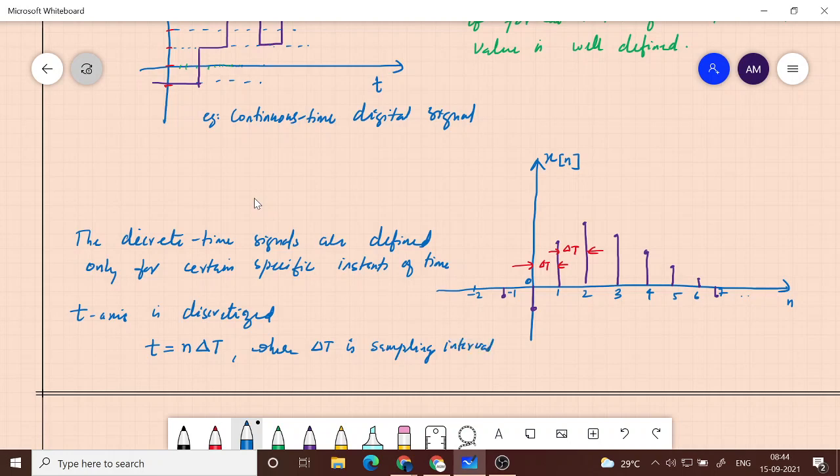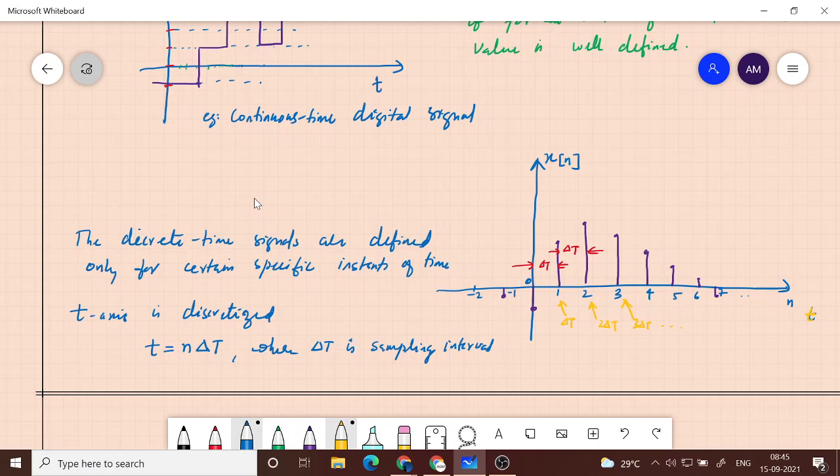But we don't all the time carry around this delta t. If this is the time axis, then this instant is delta t, this instant is 2 delta t, this is 3 delta t, etc. But it is really inconvenient to carry around this delta t all the time. So we suppress this delta t, and instead of the t axis we define the n axis. Okay, and n takes values which are integers. It could be a negative integer for negative time, positive integer for positive time.